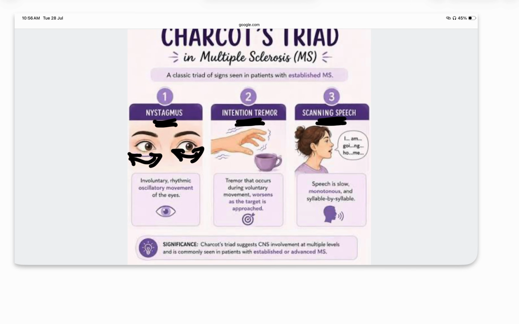Then scanning speech. The speech is slow and monotonous, and the patient will have difficulty making a proper sentence for conversation. So in multiple sclerosis, these are the most important clinical manifestations the patient is going to show, and its name is Charcot's triad. Charcot's triad is seen in multiple sclerosis, and it comprises nystagmus, intention tremor, and scanning speech.